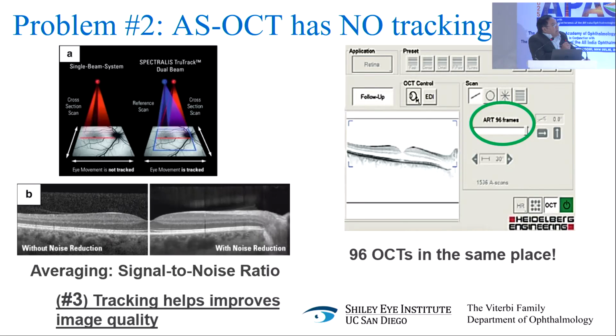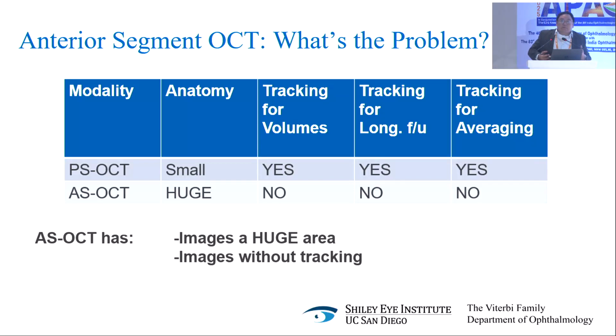You can take many, many OCTs now at the same place, again, average it, increase signal, decrease noise. So these are the benefits of tracking. So essentially the landscape is that posterior segment OCT was always imaging a tiny little area right in the macula or right the optic nerve head with tracking for everything, and anterior segment OCT is imaging a massive area with tracking for nothing. So then, okay, what can we do with this then?